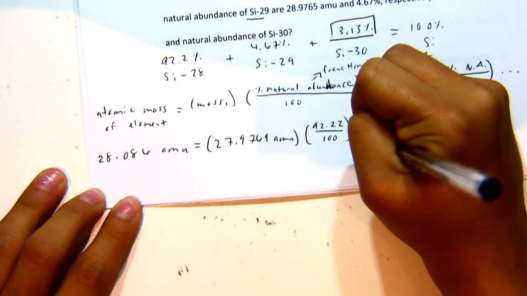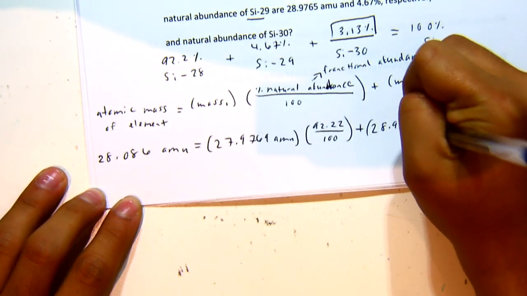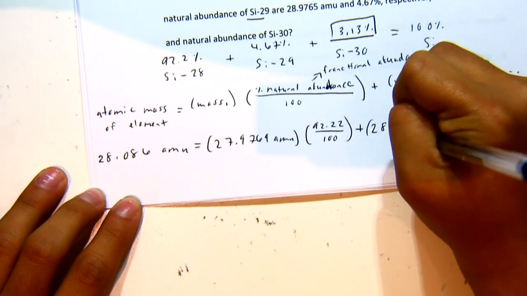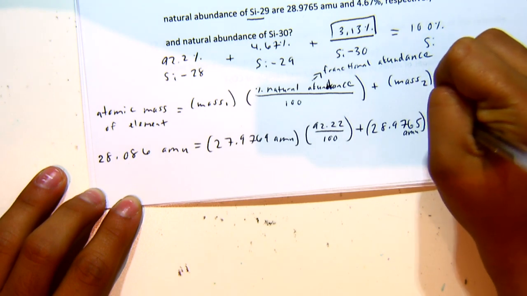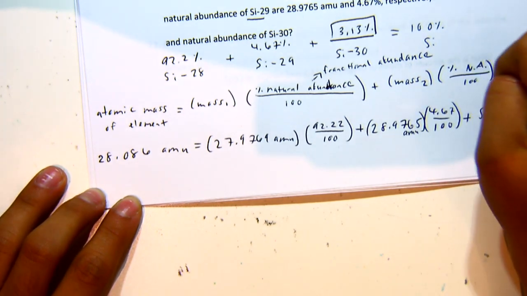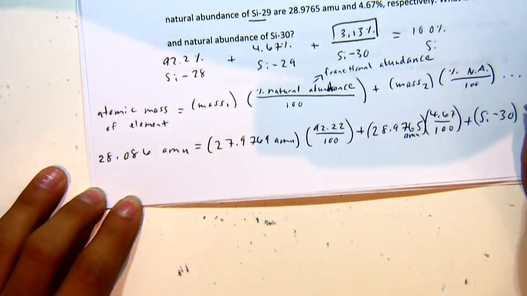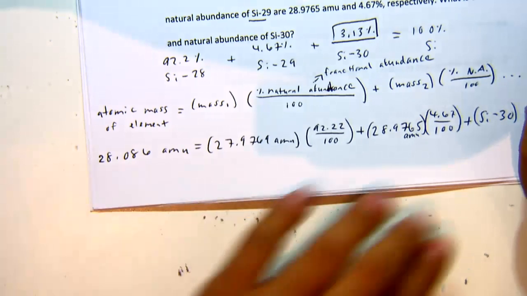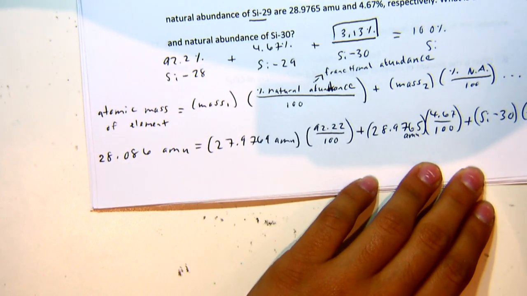Plus 28.9765 mu times 4.67 divided by 100. And then now this is the one we're missing, silicon 30, but we already figured out its natural abundance from our equation before, so that's 3.13 divided by 100.